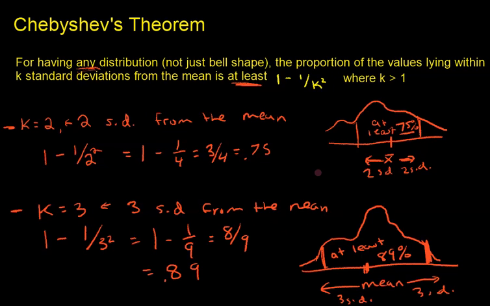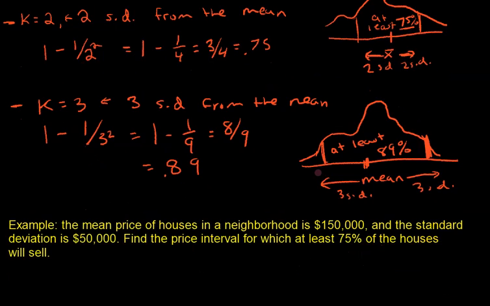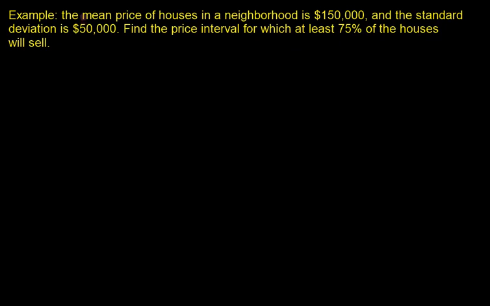All right, so let's do an example. Say we have the mean price of houses in a neighborhood. It's 150,000, and the standard deviation is 50,000. Find the price interval for which at least 75% of the houses will sell.